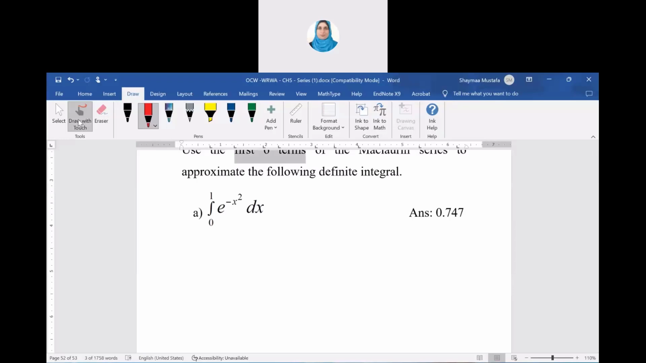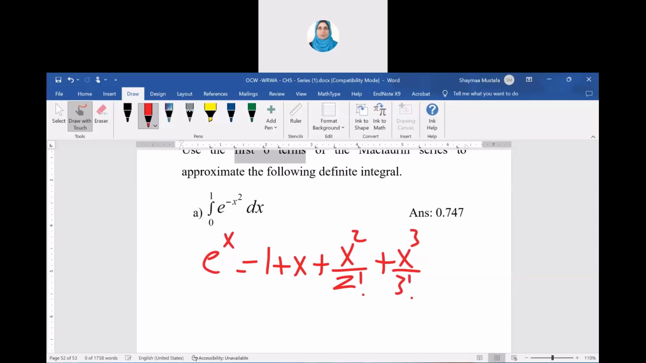First, I will write the Maclaurin series for e to the x. Maclaurin series of e to the x: 1 plus x plus x squared over 2 factorial plus x cubed over 3 factorial plus x to the power 4 over 4 factorial plus x to the power 5 over 5 factorial. Now we have 6 terms: 1, 2, 3, 4, 5, 6.